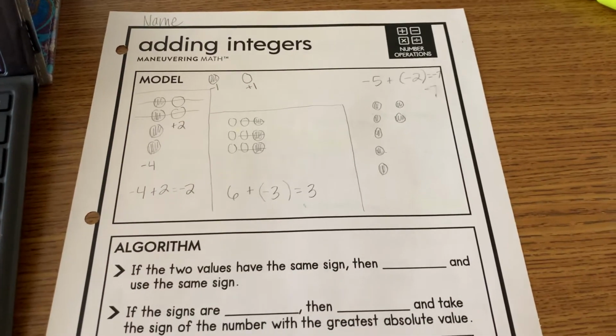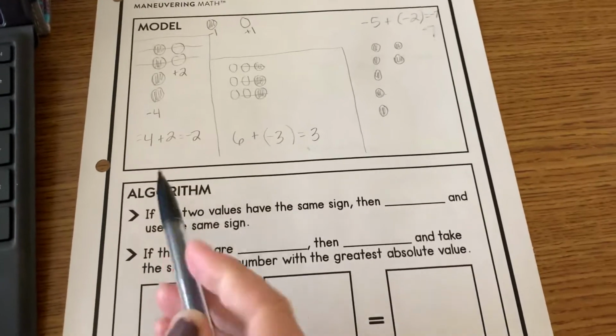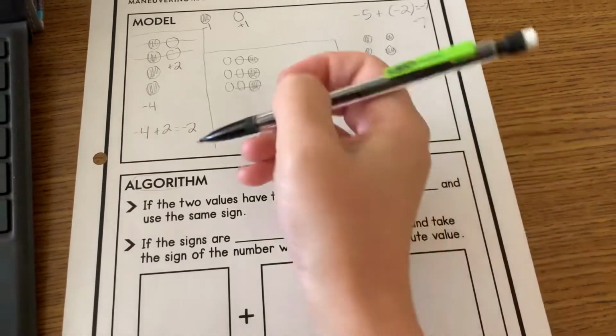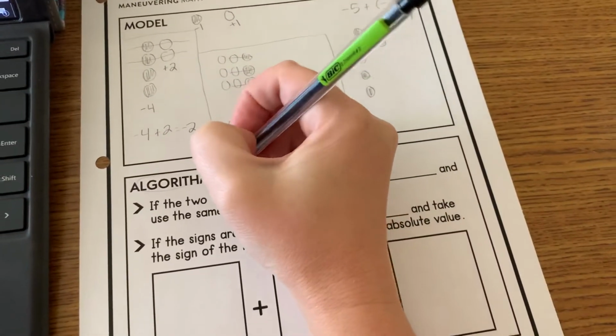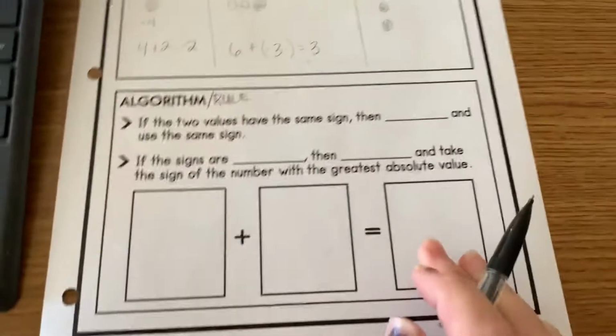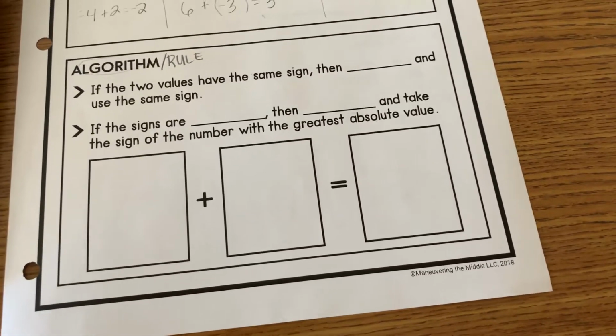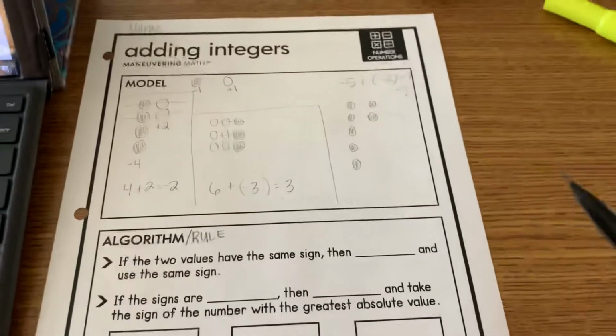All right, you guys, so the final method or tool that we're gonna use is the algorithm, okay? This word right here, algorithm, that's the math word for rule. So can you just write rule right here? The word algorithm means rule, okay? So we are gonna take notes on the rule.